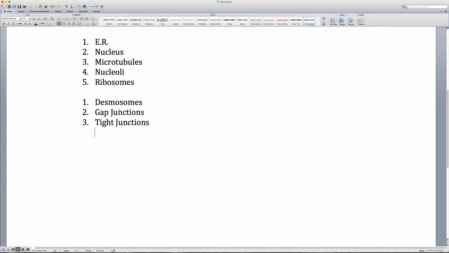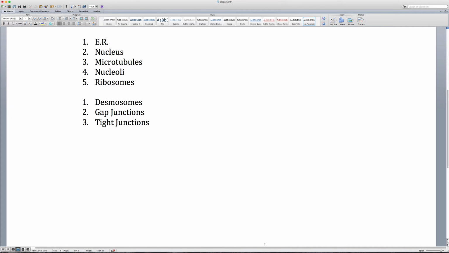So, which one of these helps prevent molecules from passing through the extracellular space between adjacent cells? Which one of these is a type of anchoring junction?